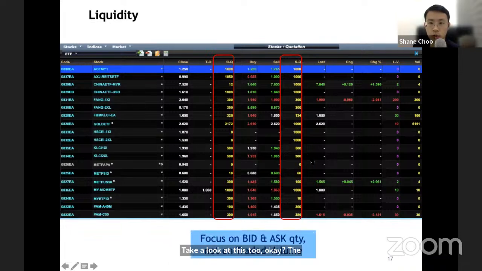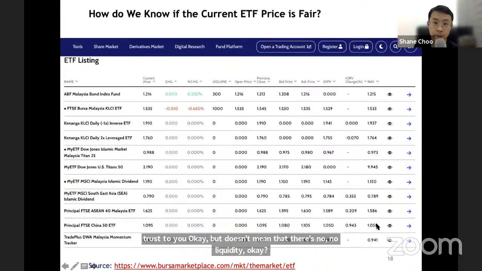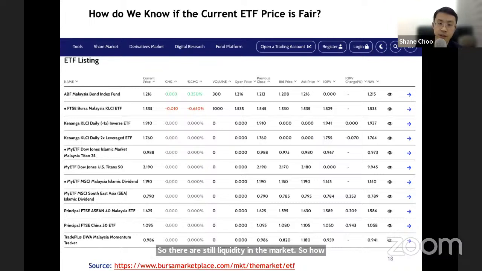So you don't focus on the traded volume. The sum of the traded volume is zero, zero, zero. There's no transaction yet. But it doesn't mean that there's no liquidity. So there's still liquidity in the market. So how do we know if the current ETF price is fair?